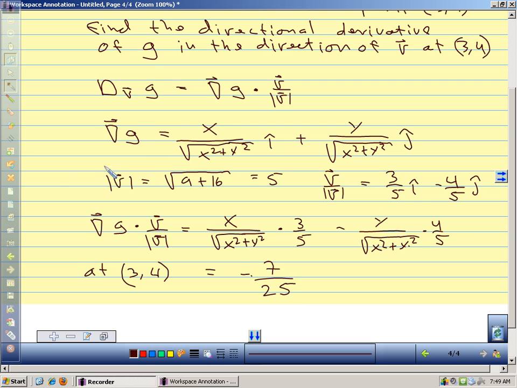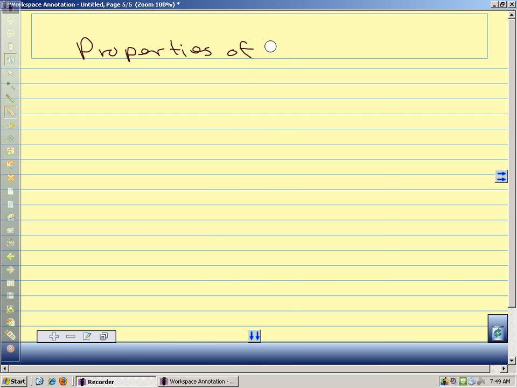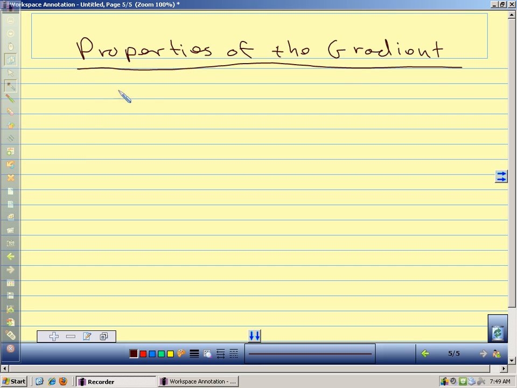All right. Before we finish, I want to give you some important properties of the gradient that we're going to expand on Monday. So properties of the gradient. One, if del f equals 0, then the directional derivative of f equals 0 for every vector. So if our gradient is 0, the directional derivative in any direction is going to be 0.